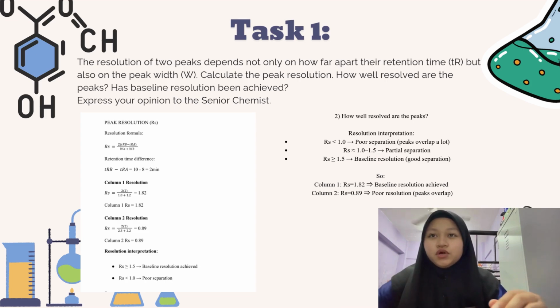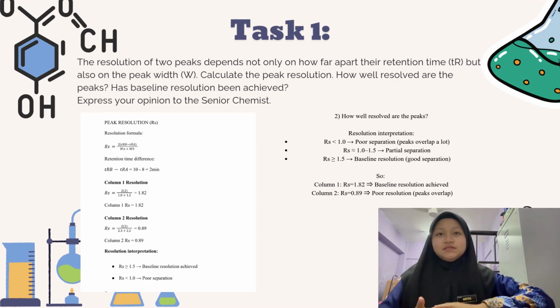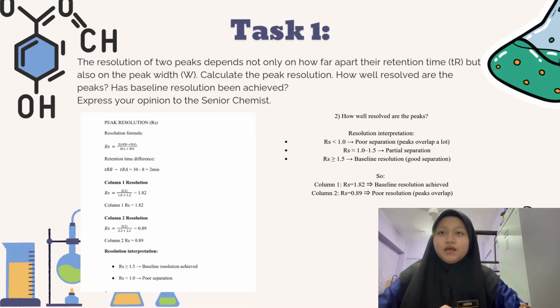And for column 2, we use the same formula. For component A, I got N equal to 194. For component B, I got 331. So as we know, column 2 has a much lower plate number, meaning it is less efficient.